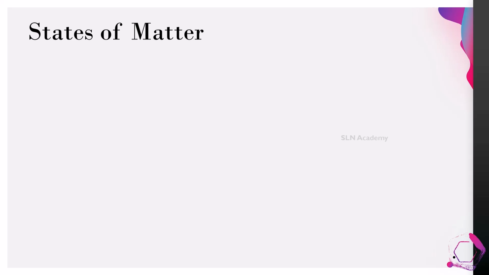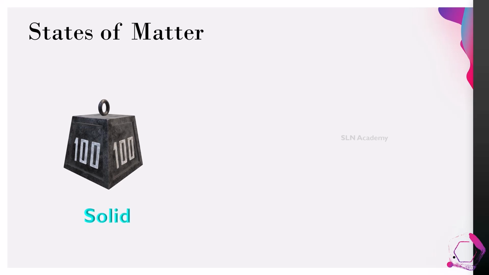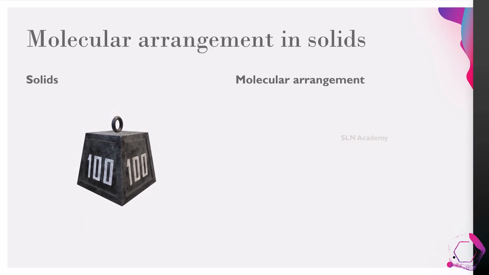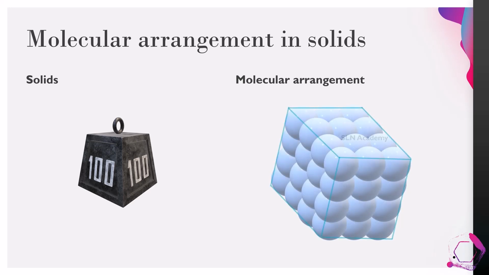States of matter. There are three states of matter. They are solids, liquids, and gases. Let us have a look at the molecular arrangement of these states of matter. Imagine that each sphere present here is a molecule.